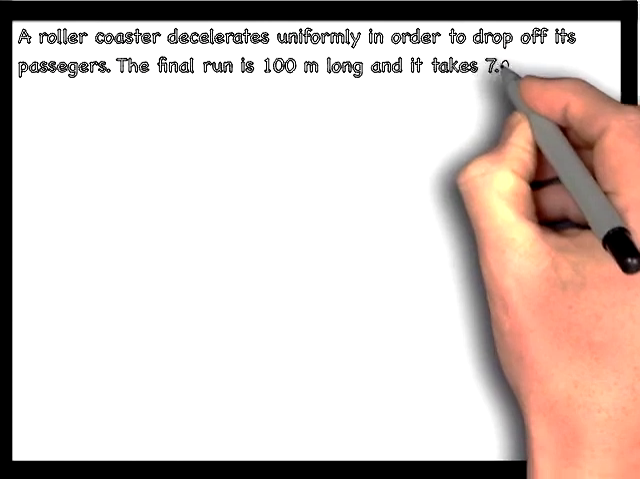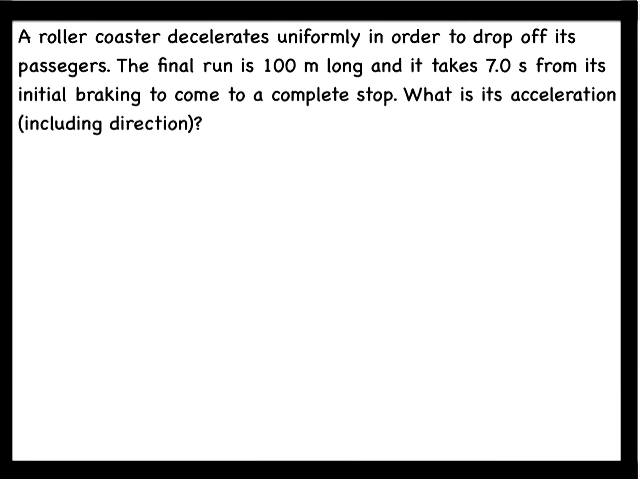In order to demonstrate the application of the kinematic equations, consider the following problem. A roller coaster decelerates uniformly in order to drop off its passengers. The final run is 100 meters long, and it takes 7.0 seconds from its initial braking to come to a complete stop. What is its acceleration, including the direction?